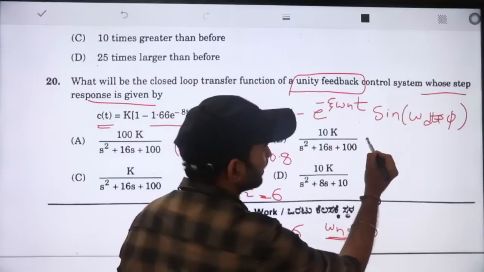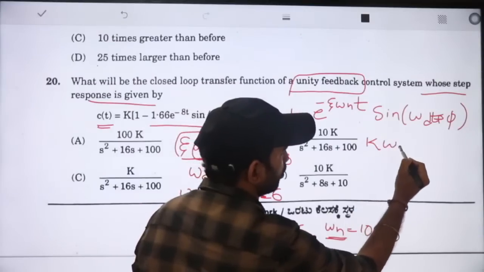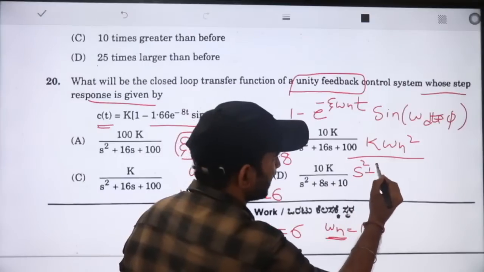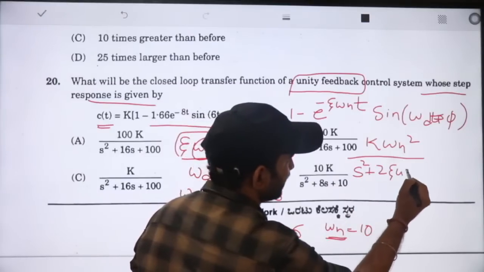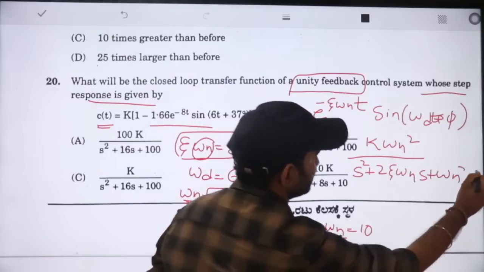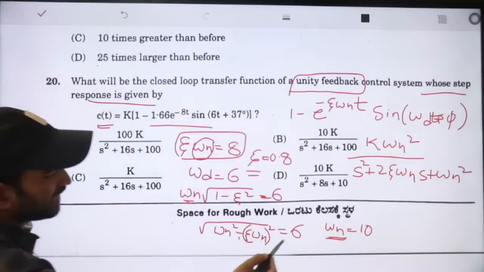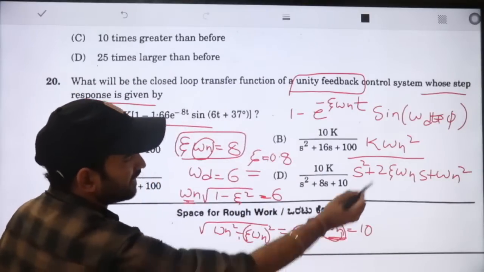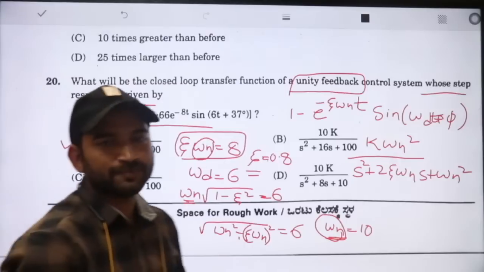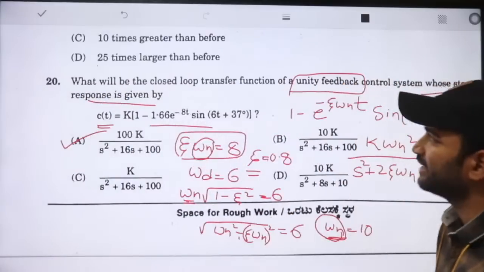The second order transfer function is k into omega n square divided by s square plus 2 zeta omega n s plus omega n square. So this is the formula. Omega n you already know, 10. 10 square means 100. So the answer will be A for this question. So the answer is A.